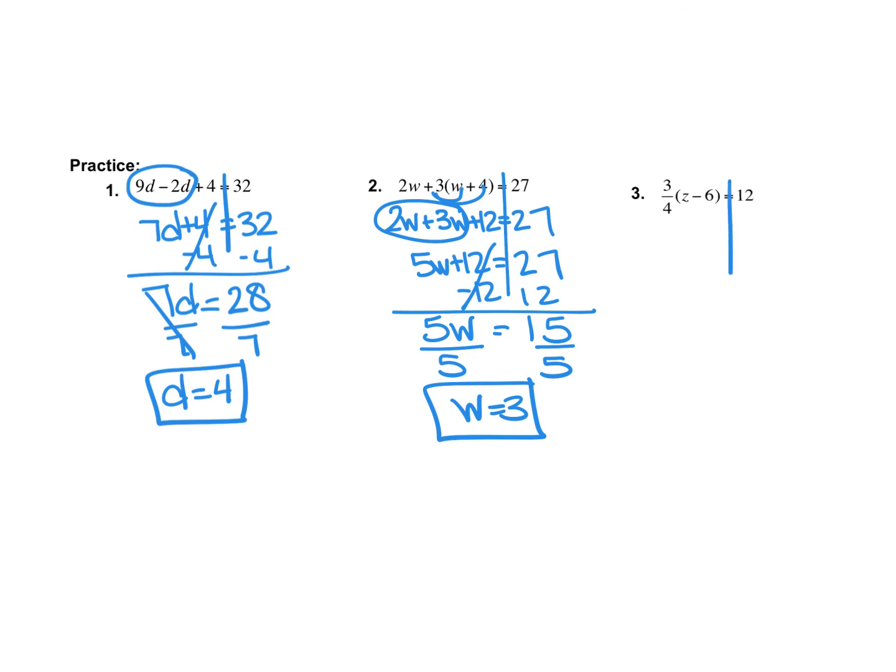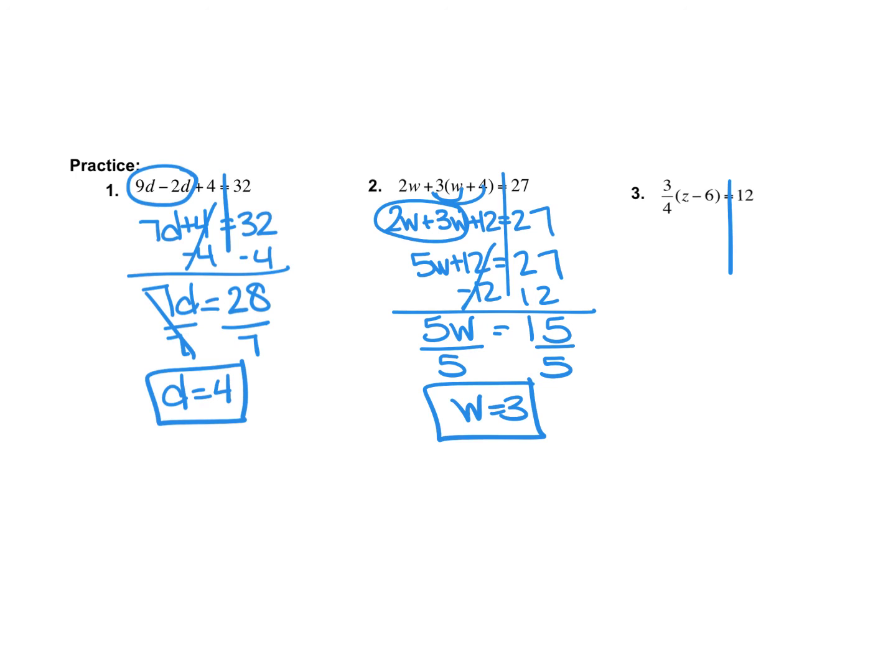Okay, so looking at this one, I don't think I'd want to multiply by the 3, because I could distribute. I could certainly do that. But then I'm going to end up with a fraction, because I'd have 3/4 z, and then I'd have the 3/4 times -6. I'm going to end up with a fraction there. So let's do this the other way.